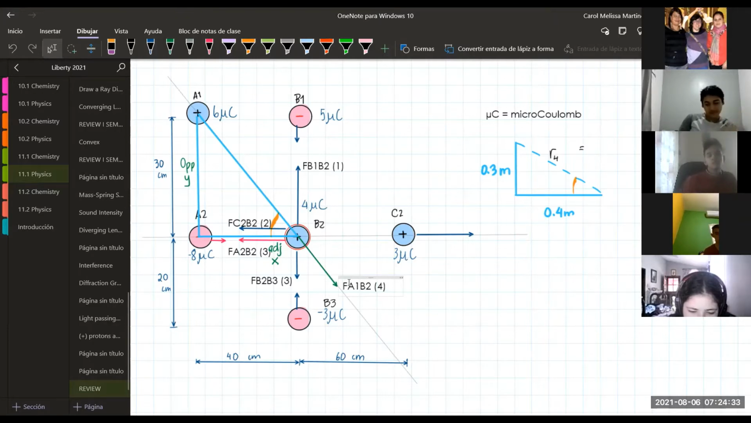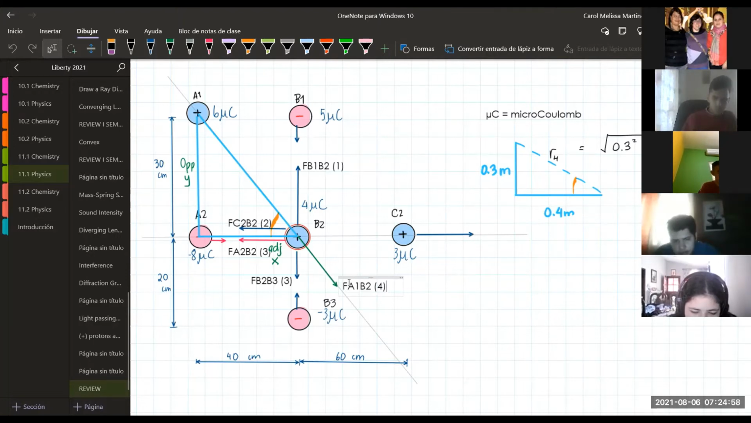And I'm going to get it with the hypotenuse. It's going to be the square root of 0.3 squared plus 0.4 squared. How much is this? 0.5. Exactly 0.5 meters. Okay, this is R4 equals 0.5 meters.